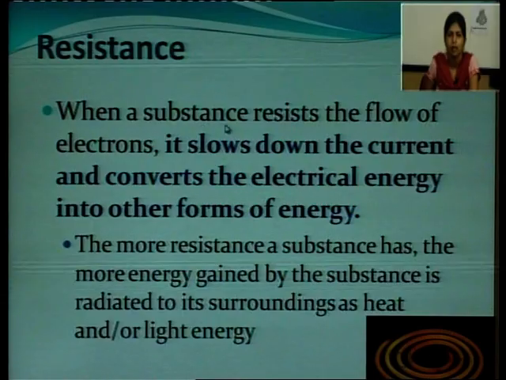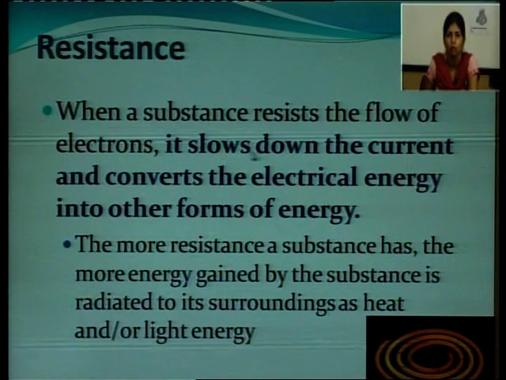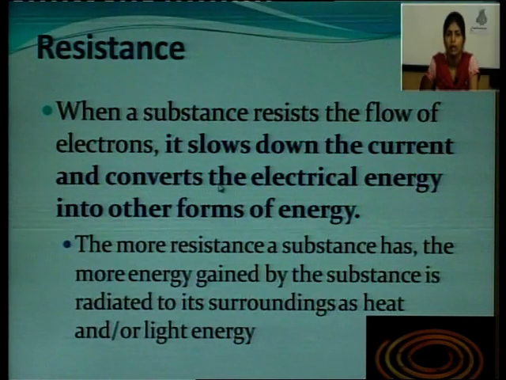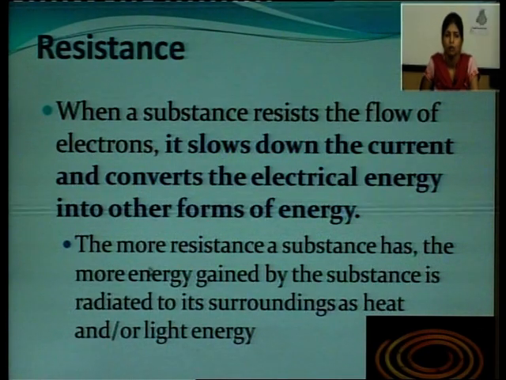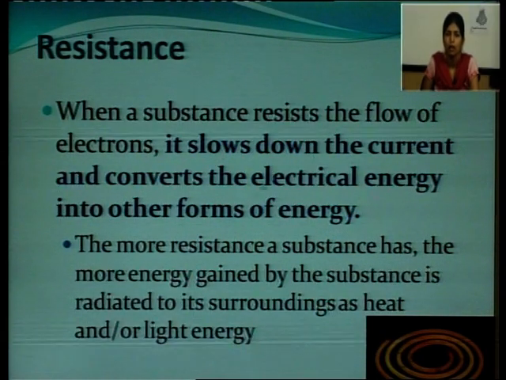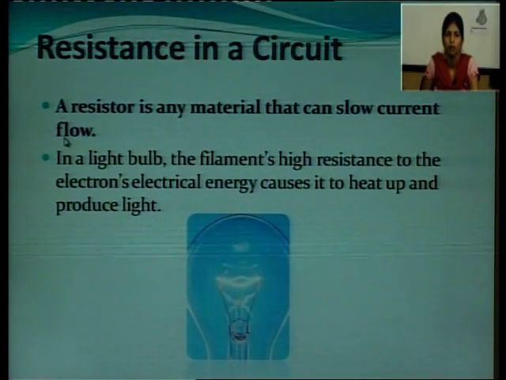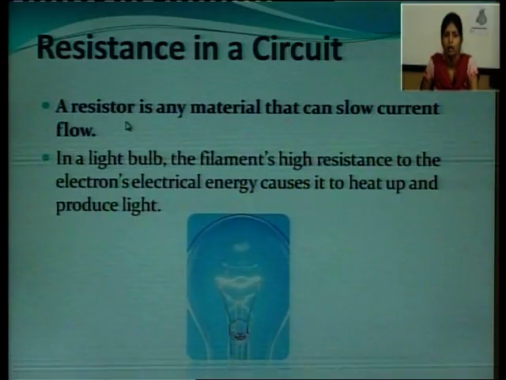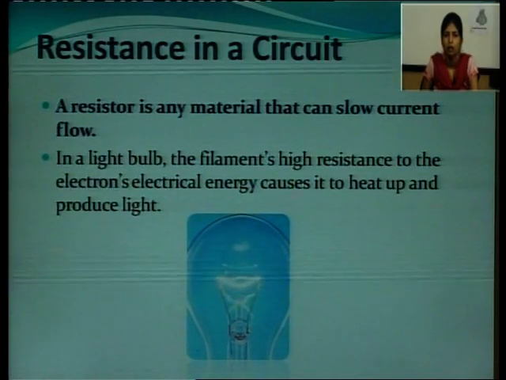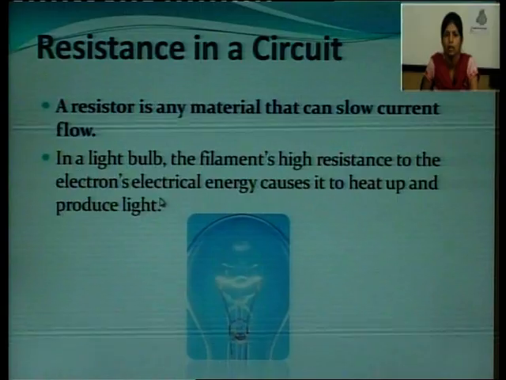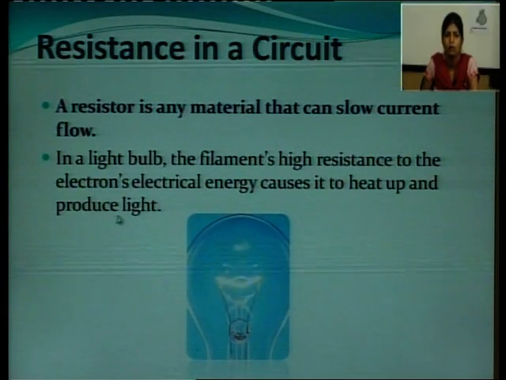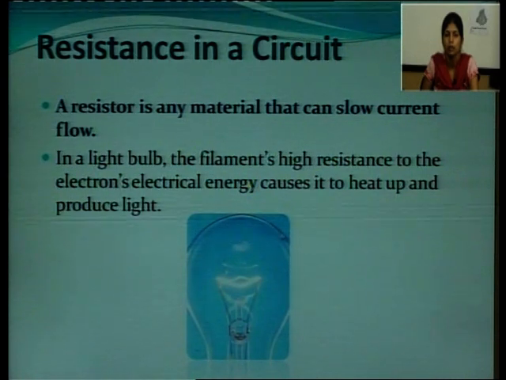So when a substance resists the flow of electrons, it slows down the current and converts the electrical energy into other forms of energy. So the more resistance a substance has, the more energy gained by the substance is radiated to the surrounding as heat or light energy. Now a resistance in any material can slow current. In a light bulb, the filament has high resistance to the electrons, and electrical energy causes it to heat up and produce light. So this bulb is a resistive load.